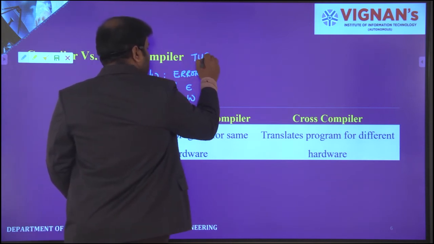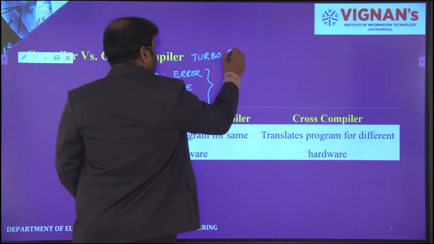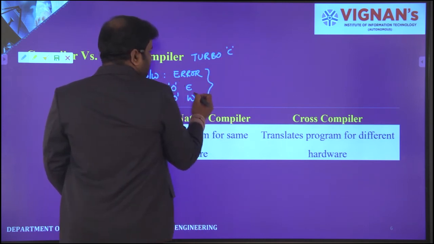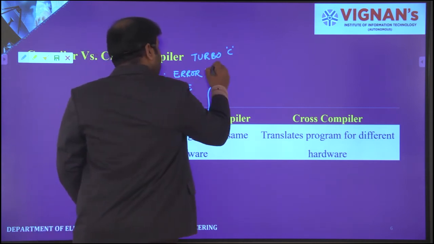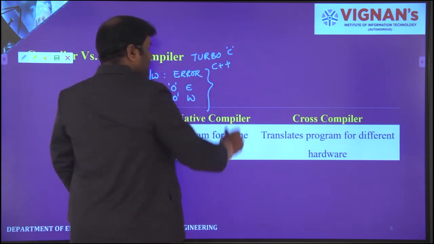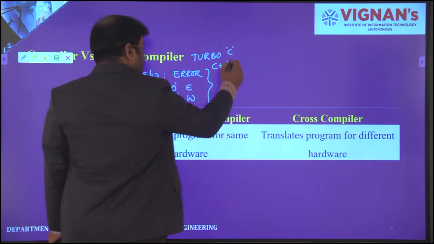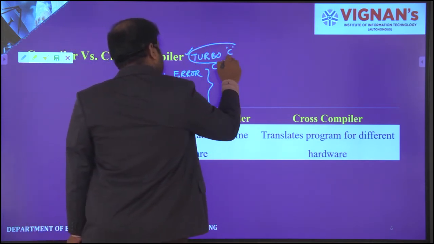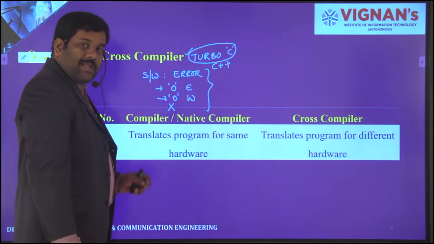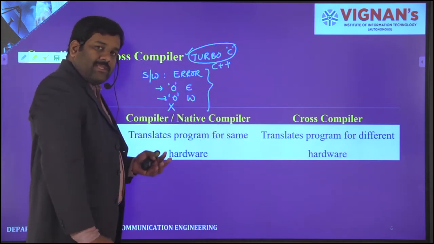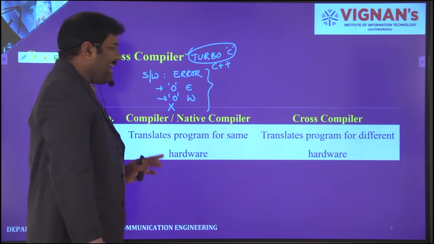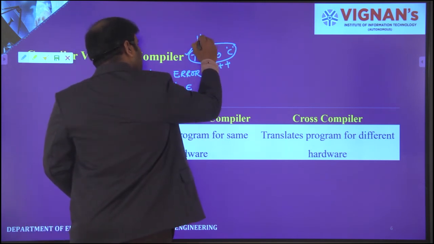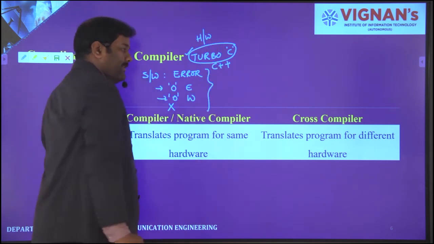First one is Turbo C, and one more is CPP, which supports C++. Anyhow, you can remember Turbo C, that's enough. Turbo C is software which will compile the program and give only the errors and warnings. It can't handle any hardware.